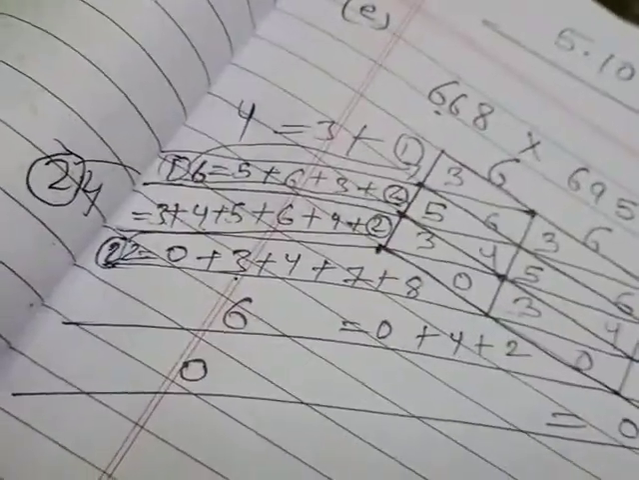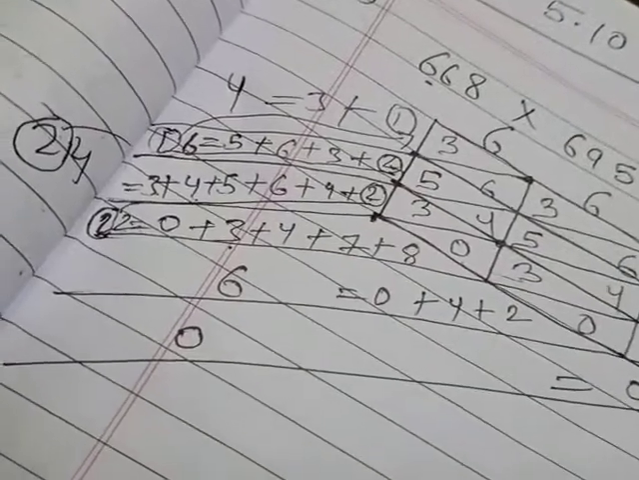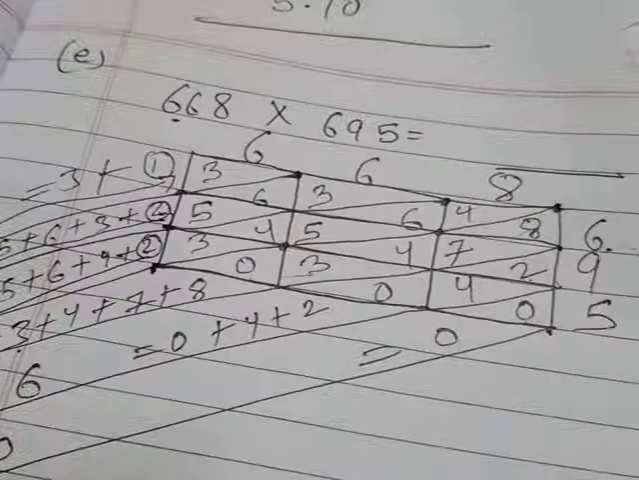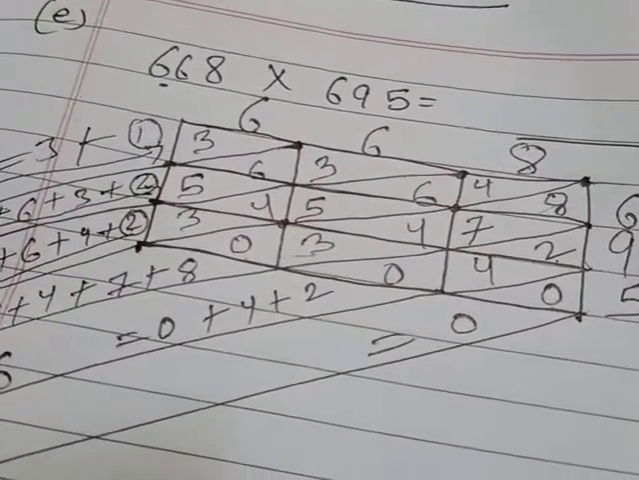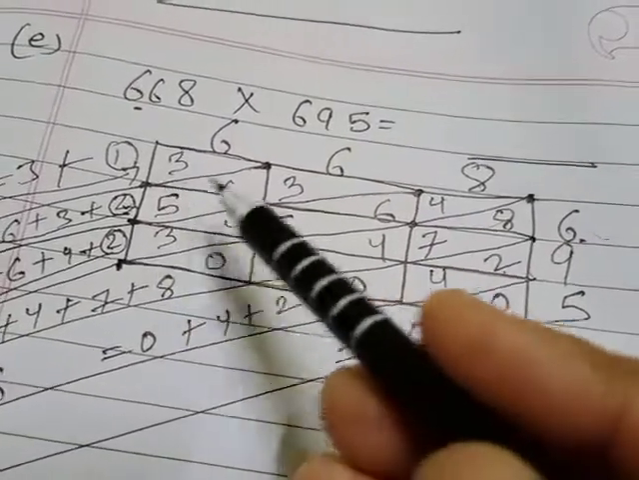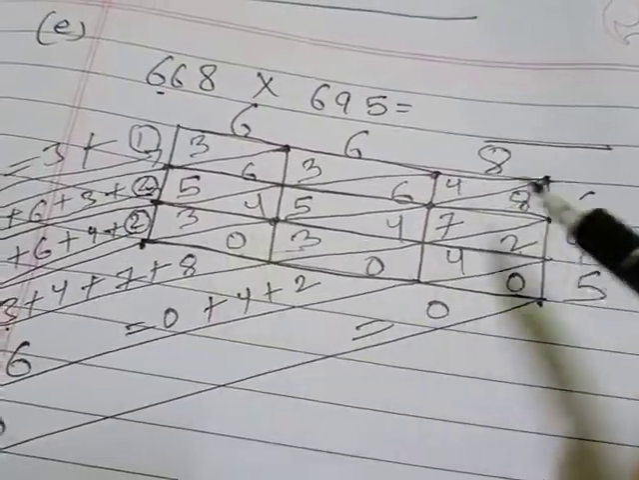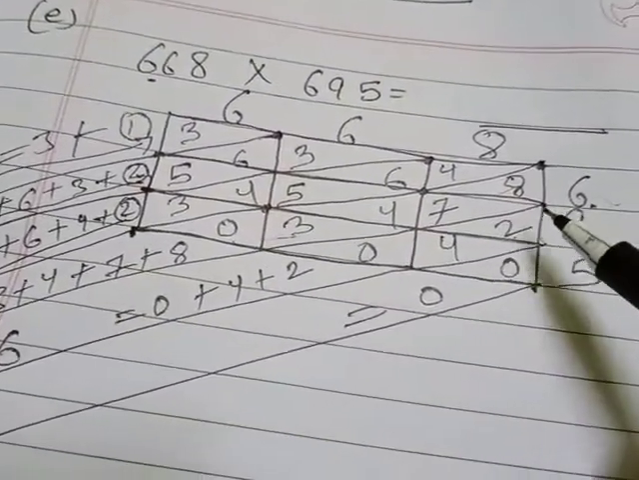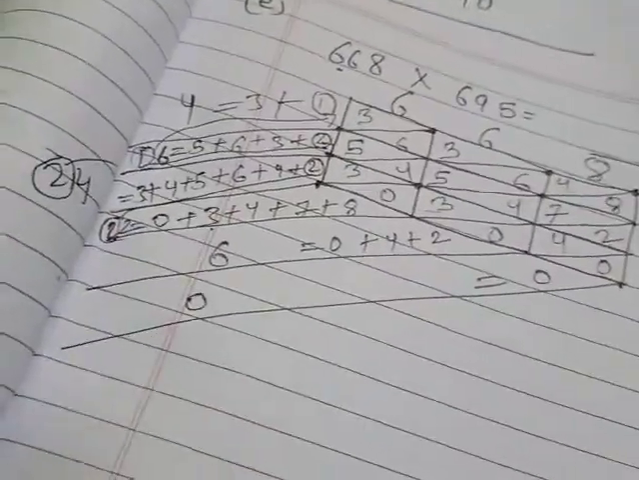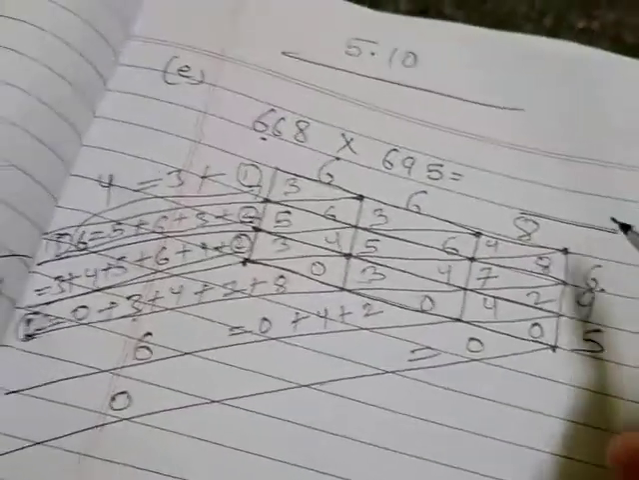Is it clear? This addition process is very important. Your addition should always be correct, and the numbers which you get should be correct. And how will the numbers come correct? When you make the table correctly. So you should know how to make the lines by touching the common points properly. Got it? Now we will write the answer here.